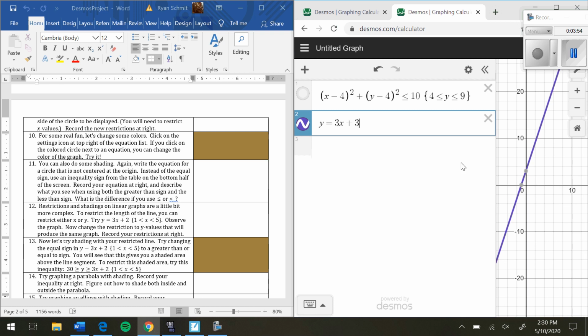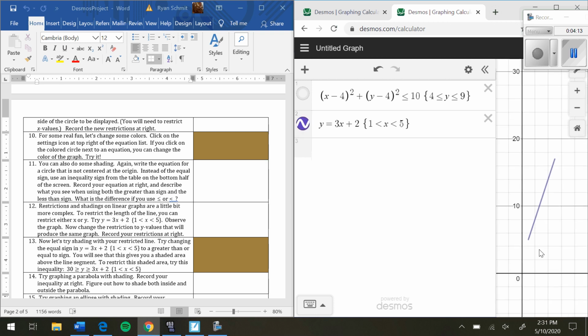And it's this beautiful line, but, oops, I said 3x plus 2. Okay, but what if I only want the values between 1 and 5 to show up? So we restrict, oops, I did not mean to do that twice. We're restricting our x's to be only from 1 to 5.